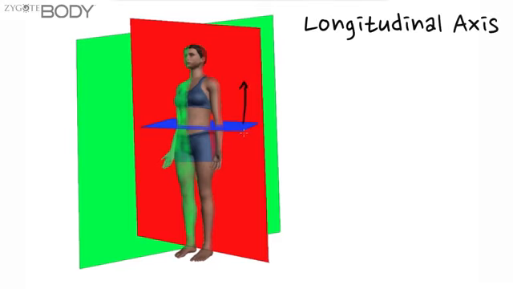So now we're going to discuss the three body axes using the three body planes that we have here. The first one is the vertical or longitudinal axis, as I'm drawing here. In the standing position, this axis runs through the body craniocaudally, meaning from the head to the tailbone, and is perpendicular to the ground. It's also important to know that it lies in the intersection of the coronal and sagittal planes.